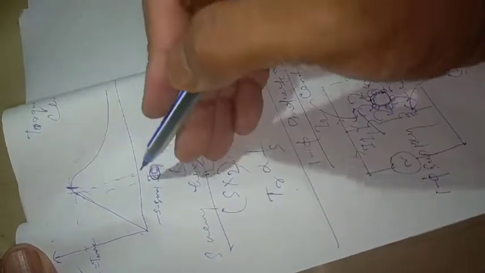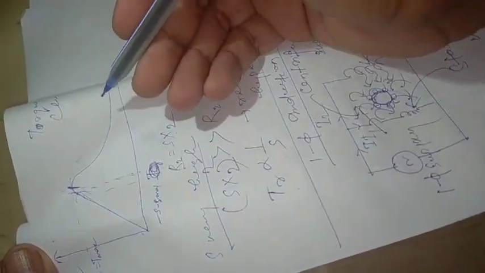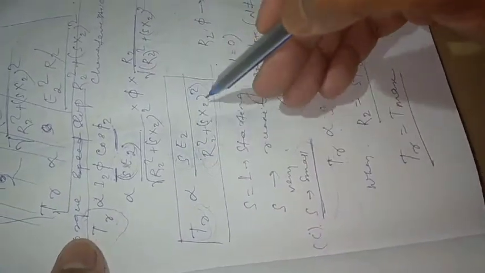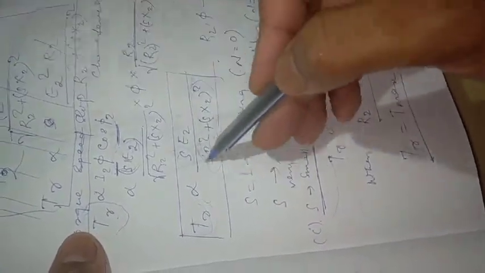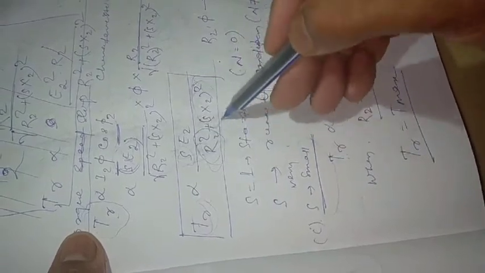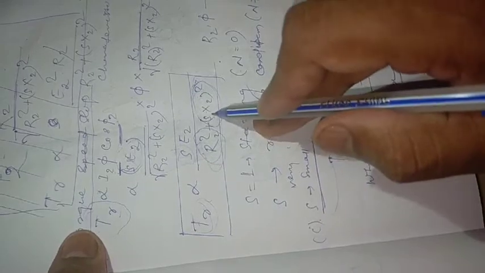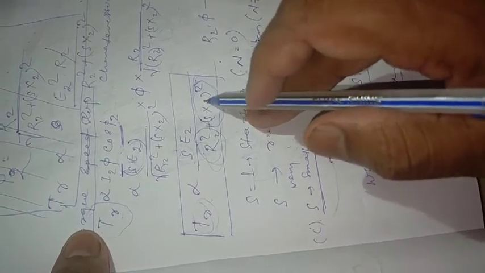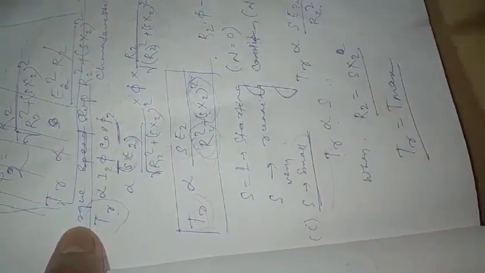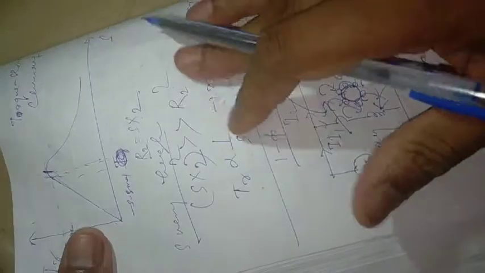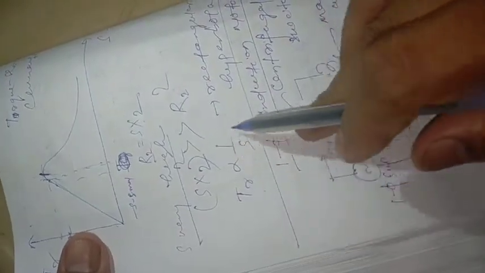Again, if we further increase the value of S, S becomes very large. As S becomes very large, this factor will be much greater than this factor. So when this factor is much greater than this factor, we can ignore R2 square in comparison to S square X2 square. Here we can write that torque is inversely proportional to S.